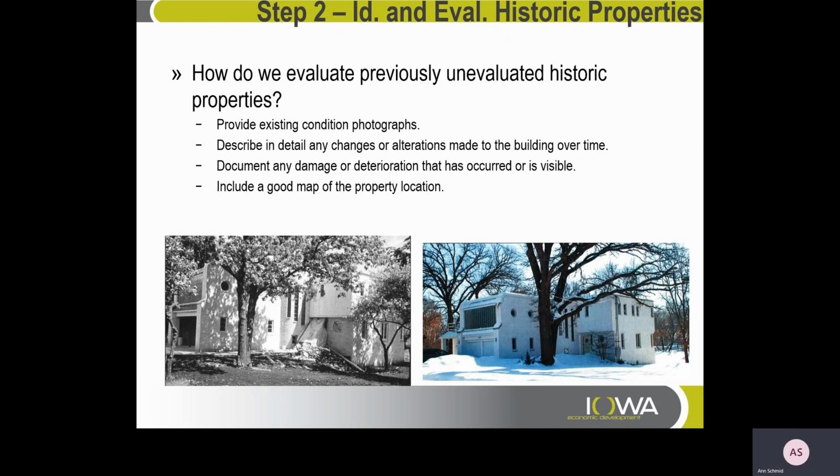We need to include a good map of the property for the location. And it's always a great idea if you can get access to any historic images, maps, or any other information that would help document the age of the structure and the integrity of the building. We'll talk a little bit more about integrity.